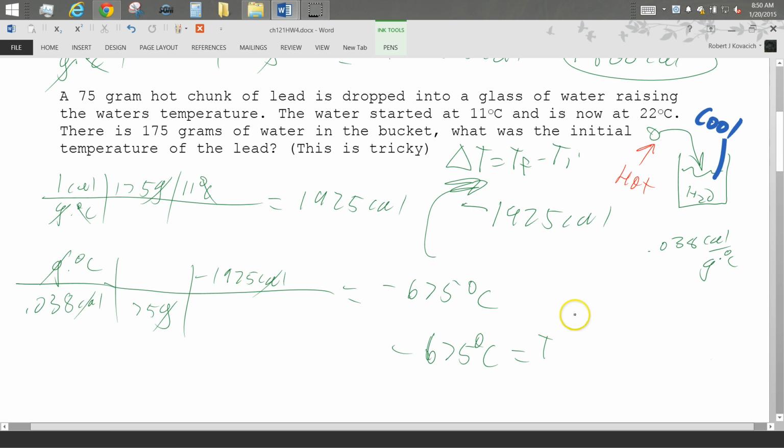What's my final temperature? Yep, it's 22 degrees Celsius, and I'm looking for my temperature initial. So algebraically, temperature initial is equal to 22 degrees Celsius plus 675 degrees Celsius. So 697 degrees Celsius, is that right? Yeah, 697 degrees Celsius.